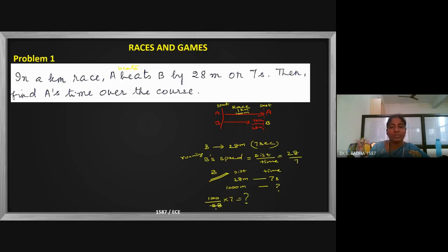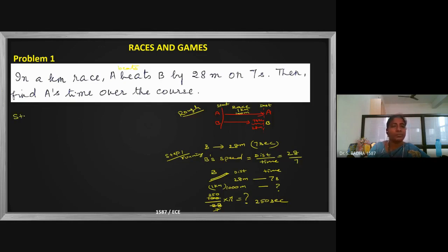If we cancel with 4, this is 7 and this is 250. And this 7 and 7 get cancelled. The answer comes as 250 seconds. 250 seconds are taken by B to run the 1 kilometer race. This is the story, a rough for understanding. And this is our step 1: we are calculating the time taken by B to run the race of 1 kilometer.